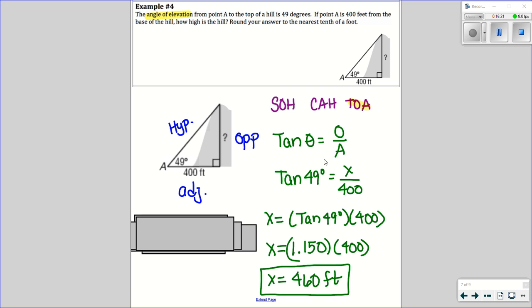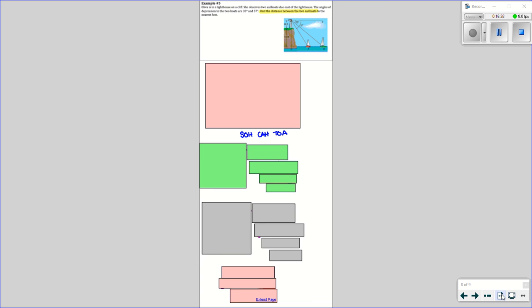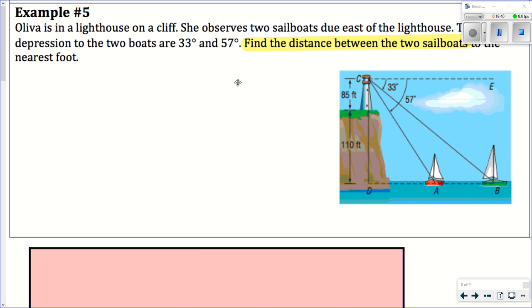So that is our answer, and that's how you would apply using the functions, what you're looking for, and labeling everything, so that you know how to set it up in order to solve for what they're asking you for. Okay, let's go on to another one. Oops, this one's a longer one. All right, so this one is the challenging one.